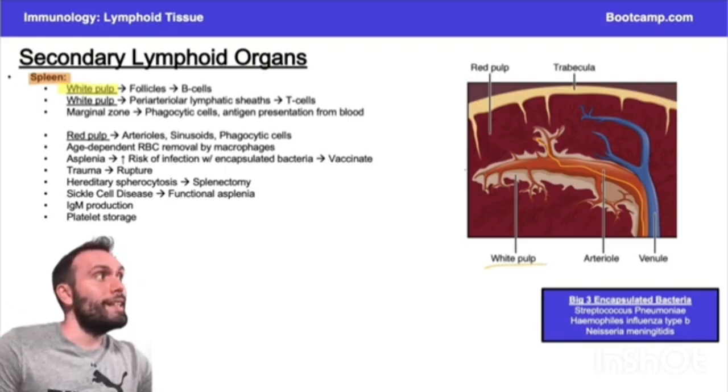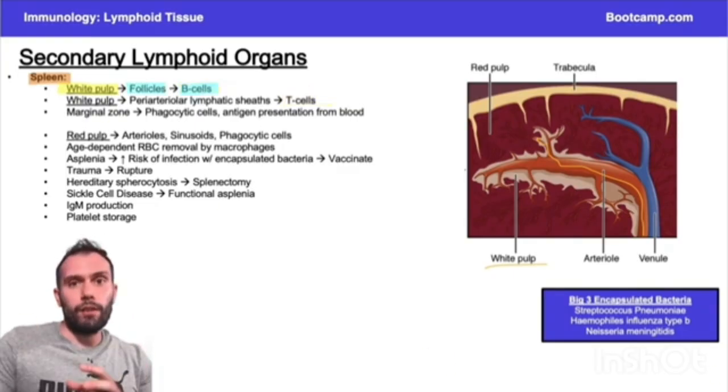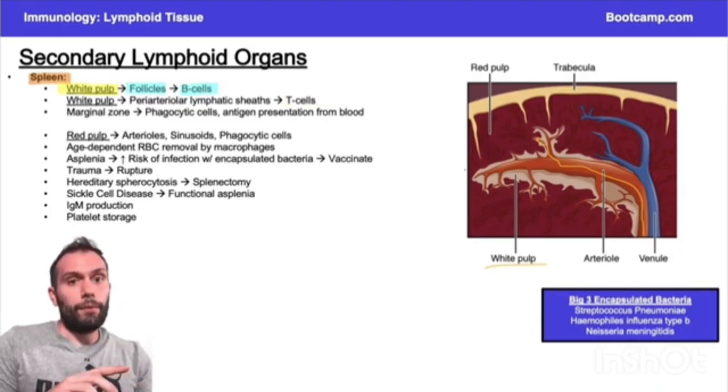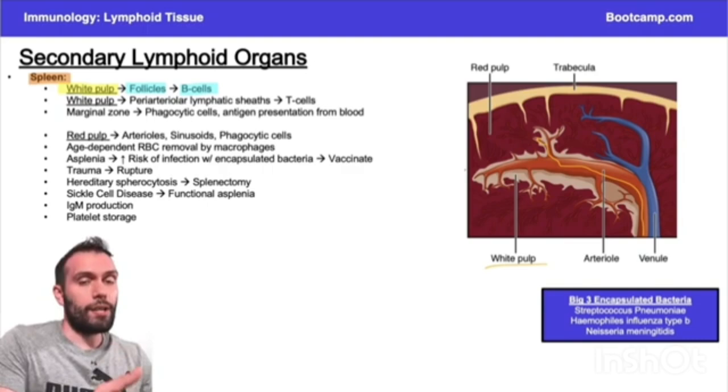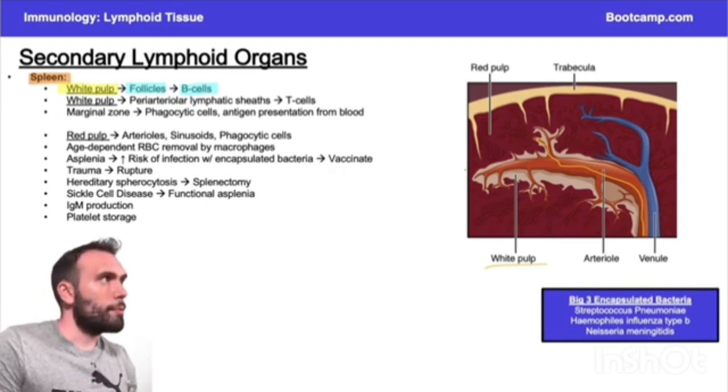Now, what is in the white pulp? There are two major things. We have B cells and we have T cells. We have them both. The B cells are going to be in follicles. When you hear follicles in the lymphoid system, you're going to think about lymph nodes, you're going to think about the spleen. In both cases, follicles represent B cells. So that's going to be pretty consistent throughout.